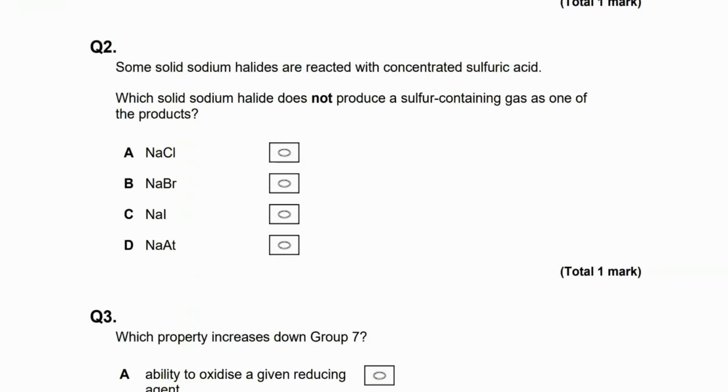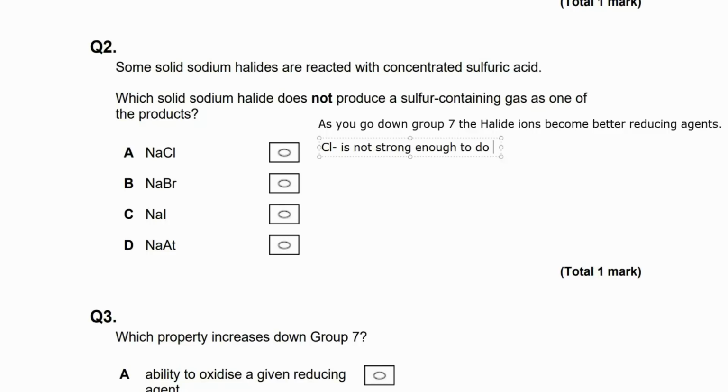Some solid sodium halides are reacted with concentrated sulfuric acid. Which solid sodium halide does not produce a sulfur containing gas as one of its products? So remember that as you go down group 7, the halide ions become better reducing agents. They're better at giving away their electrons and causing something else to be reduced. This is because they have more shielding as we go down the group. So iodine has more shells, more shielding, less attraction to the outer electron. It's better at giving it away.